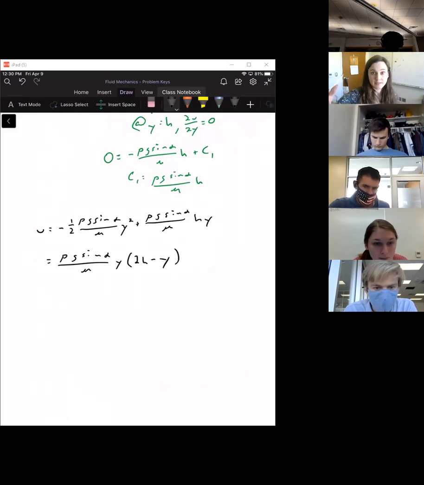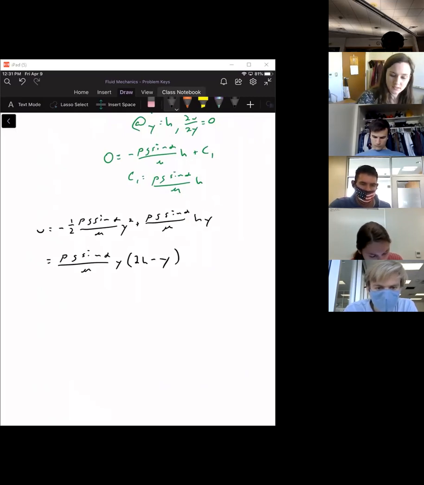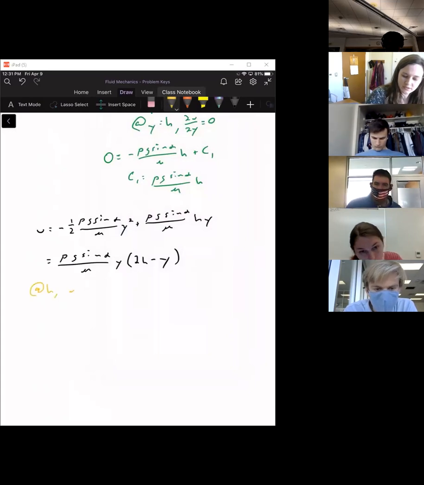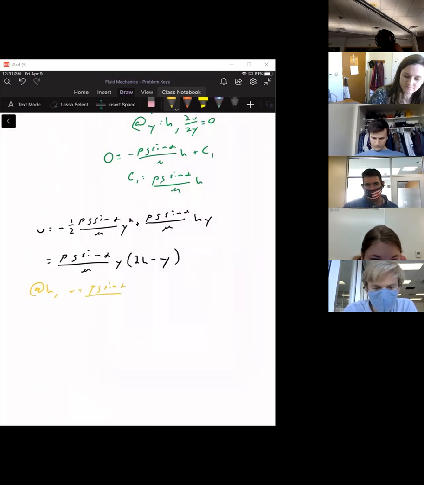So, is the velocity at h 0? No, it is not. It is rho g sine alpha over mu h squared, is what it is. Right. At h. And it looks like I assigned that assumption correctly when I did the problem, which is good.